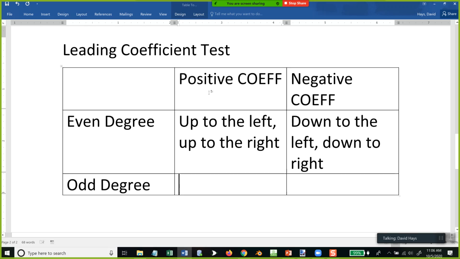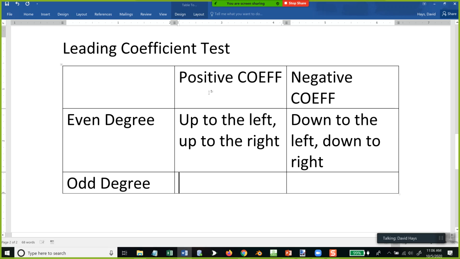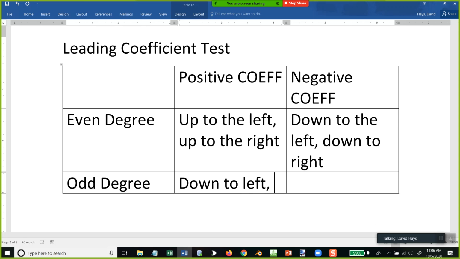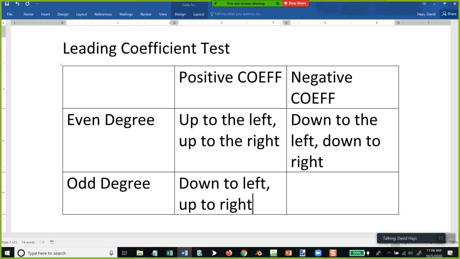If we got a positive coefficient and an odd degree, like y is equal to x to the third, this is down to the left, up to the right. And if we got an odd degree, negative coefficient, like y is equal to negative x to the third, this is up to the left, down to the right.